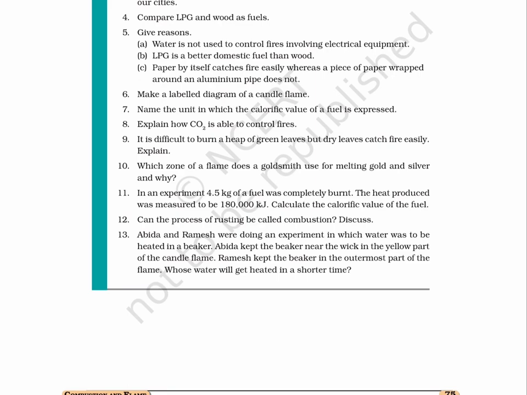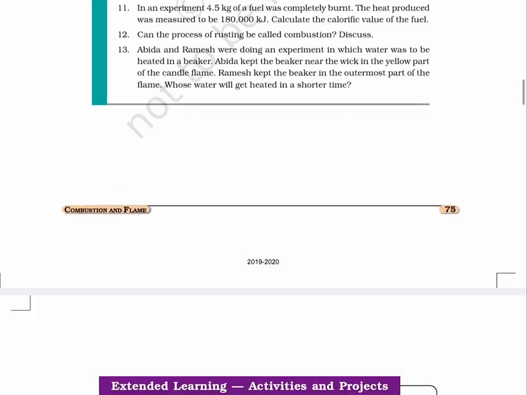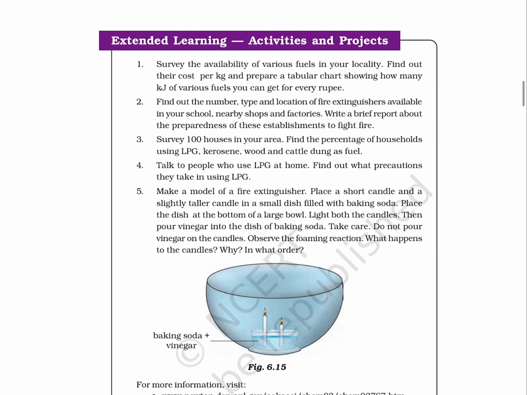Page 76. Extended learning. Activities and projects. 1. Survey the availability of various fuels in your locality. Find out their cost per kg and prepare a tabular chart showing how many kg of various fuels you can get for every rupee. 2. Find out the number, type, and location of fire extinguishers available in your school, nearby shops, and factories. Write a brief report about the preparedness of these establishments to fight fire.